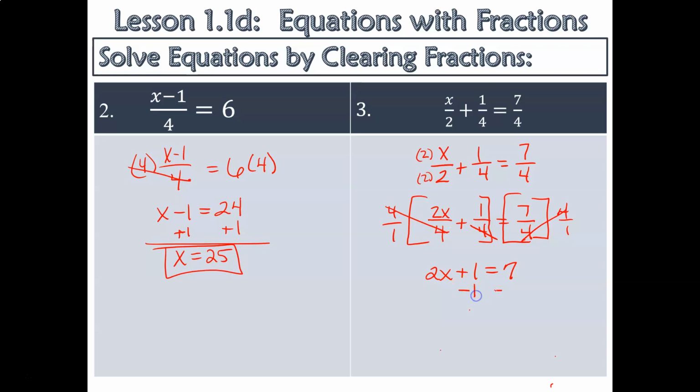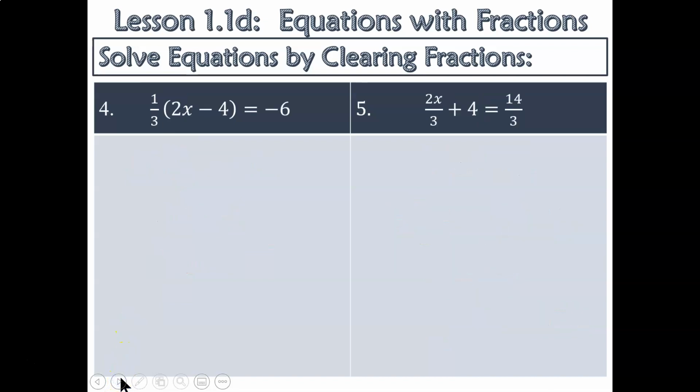So I'm going to subtract 1. I'm going to undo that addition and subtraction like our to-do list. So I have 2x equals 6. I'm going to divide each side by 2. So I have x equals 3. Okay, let's go on to number 5. 4, actually. Sorry, 4. Number 4.